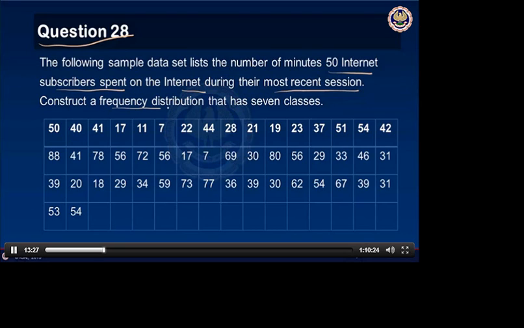Now this is the data, the 50 internet users who have spent so many minutes browsing the internet. So what we have to do is construct a frequency distribution that has 7 classes. So let's answer it. We know that the number of classes is 7, which is stated in the problem itself.